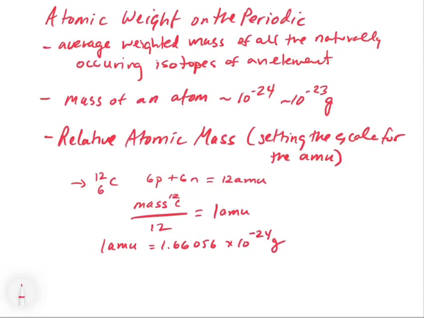So a hydrogen-1 atom, the hydrogen-1 isotope, is going to have a mass of 1 AMU. It has 1 proton, and so it is going to weigh 1.66056 times 10 to the minus 24 grams. Now, the reason we define the AMU is that it becomes much easier to understand. The mass of a hydrogen-1 atom is 1 AMU, and the hydrogen-2 atom, or isotope, is going to be 2 AMUs. Hydrogen-1 is just 1 proton, and hydrogen-2 is 1 proton plus 1 neutron. So they're isotopes of each other. They vary by the mass of a neutron.